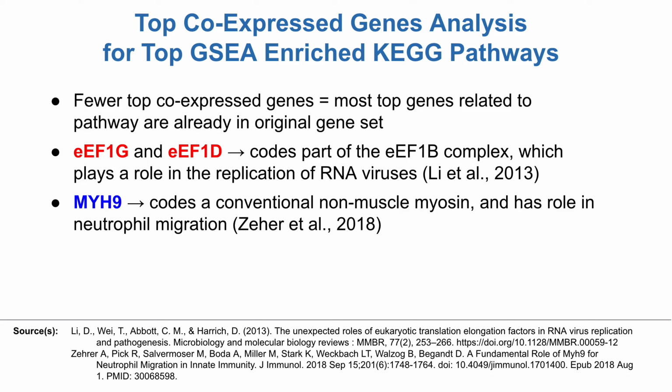Meanwhile, the top co-expressed gene for the leukocyte transendothelial migration pathway that was downregulated by SARS-CoV-2 is MYH9, which encodes a conventional non-muscle myosin and has been shown by past studies to indeed play a role in neutrophil migration for immune response.